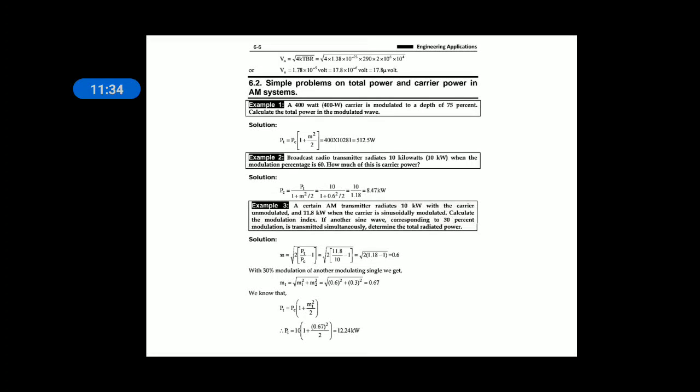It's not 10 watt, it is 10 kilowatt. 1 plus M square by 2, where M equal to 0.6 because 60% is the value of M. Finally, the value is 8.47 kilowatts. So from this problem you can understand, out of 10 kilowatt, almost 8.5 kilowatts is in carrier only. Only 1.5 kilowatts is the useful power.